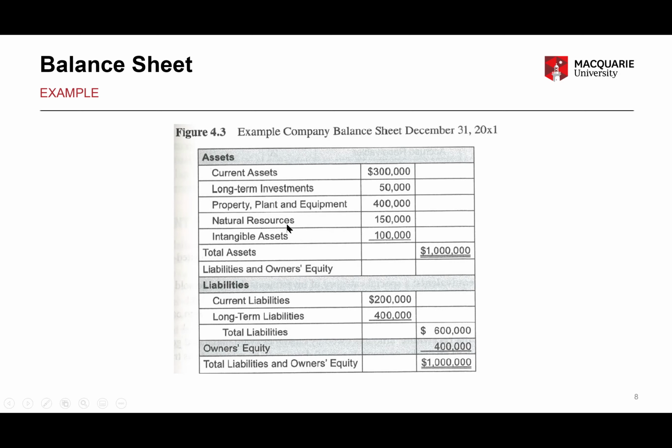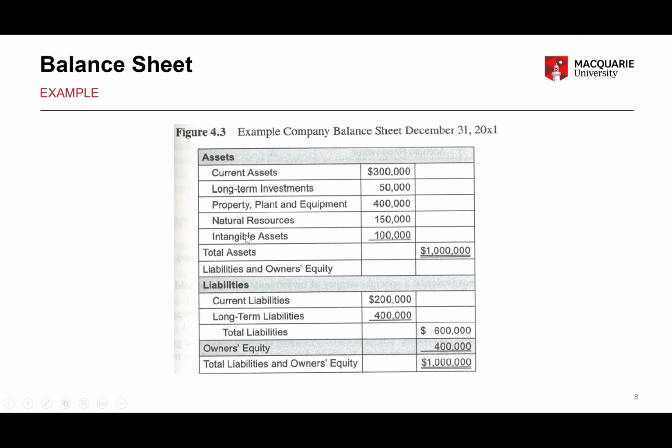There might be natural resources, if it's a mining company, for example, or if it's a farm. And intangible assets. Now, intangible assets we'll talk about in more detail later, but intangible assets are those assets that don't have physical properties. So you can't see them, you can't touch them, but they are things that have value.